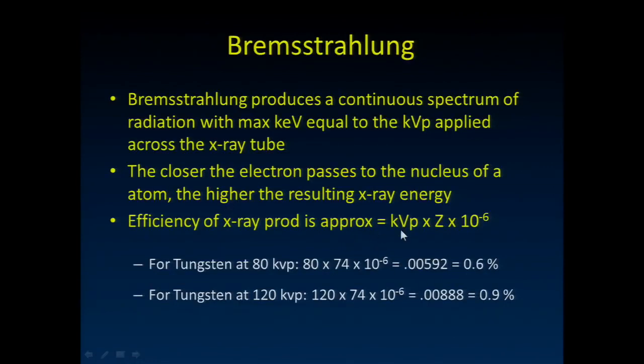The efficiency of production: if you take the kVp you've applied across the tube and multiply it by the Z of the anode material that you're using, and multiply by 10 to the minus 6, it'll give you a rough idea of the efficiency of production of X-rays. Remember, we talked about when those electrons interact, producing Bremsstrahlung radiation is only one of the things that they do. They do some excitations and some ionizations, and they produce some Bremsstrahlung radiation. Less than 1% of the energy is used to produce the X-rays. This is basically a big heater that produces an occasional X-ray for us, right?